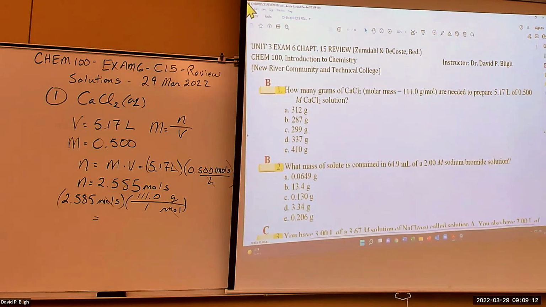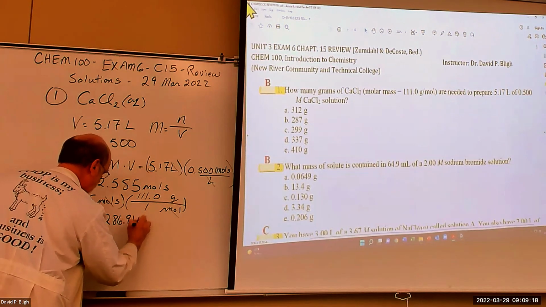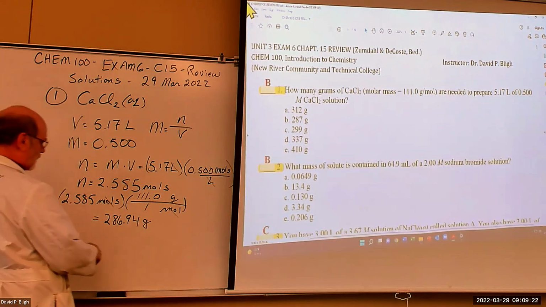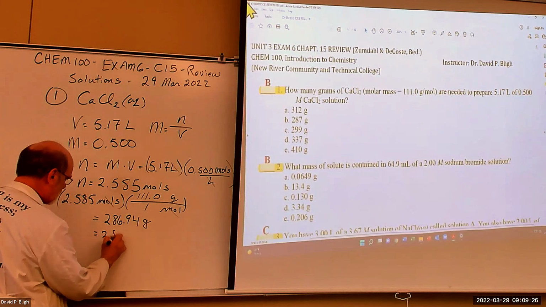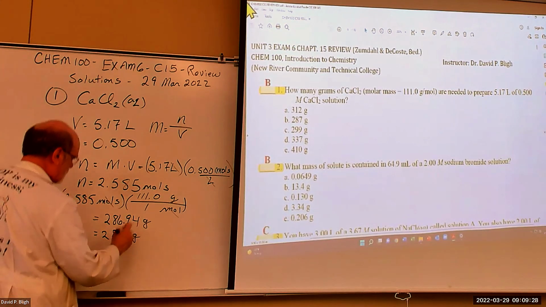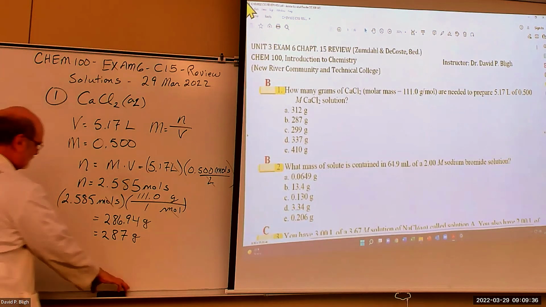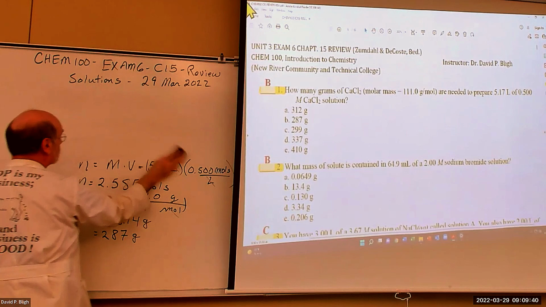So 286.94 grams. And we're going to round it off to 3. So that should be 287 grams. Right there. Okay. All right, that's number 1.